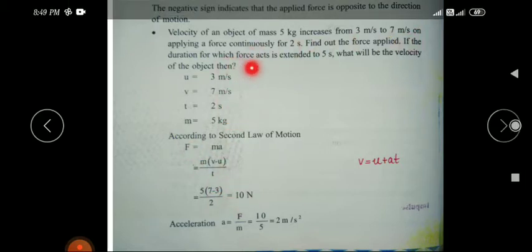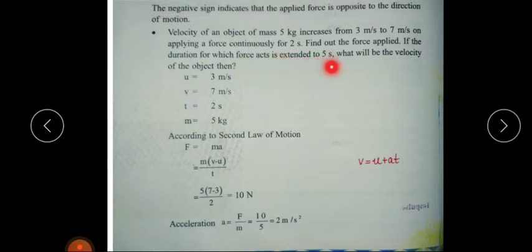If the duration for which force acts is extended to 5 seconds, what will be the velocity of the object then? So we have to find out. Now the time is 5 seconds. What will be the velocity of the object? So we have to find the final velocity of the object on applying a force for 5 seconds. So for that we have to use this equation. V is equal to u plus at.